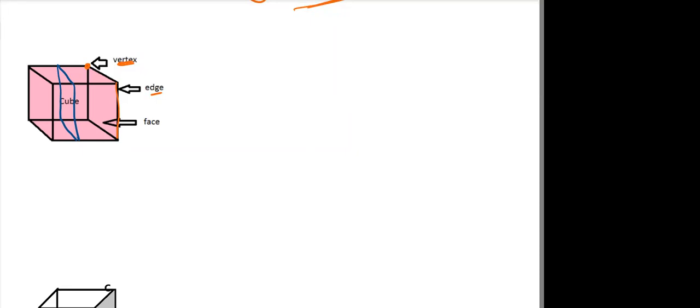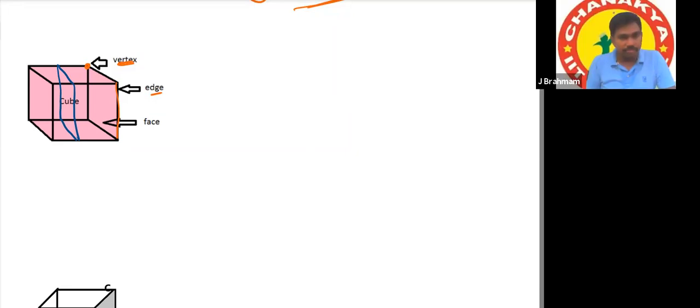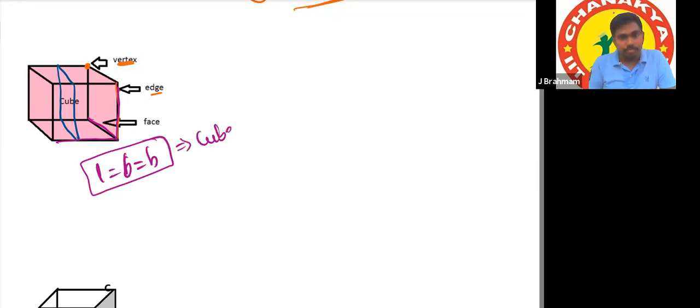All sides should be of equal measure. Yes, all the faces, all the sides should be equal. Suppose we call this the length, this the width, and this the height. Length is equal to breadth or width, and breadth is equal to height. If this is the case, then we can call it a cube. Yes or no? Yes, sir.